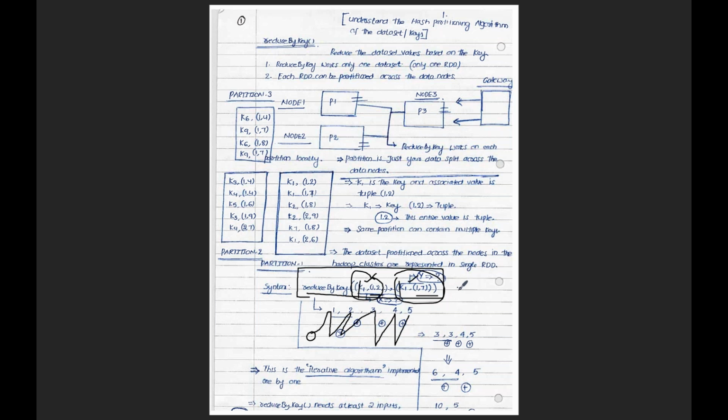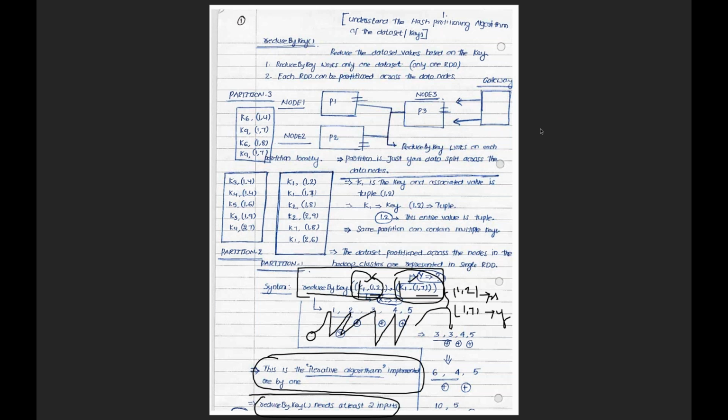Now, you said 1 comma 2 is x. Okay, 1 comma 7 is y. Correct? That's how you considered. Now, you need to apply this thing to both of these. Okay, that is the iterative algorithm implemented one by one. Okay, so that's how I say reduce by key needs two inputs, two arguments. Okay, let's see what are those arguments.